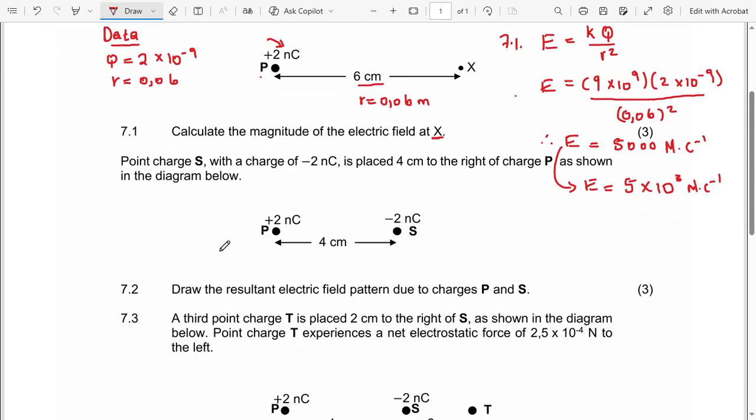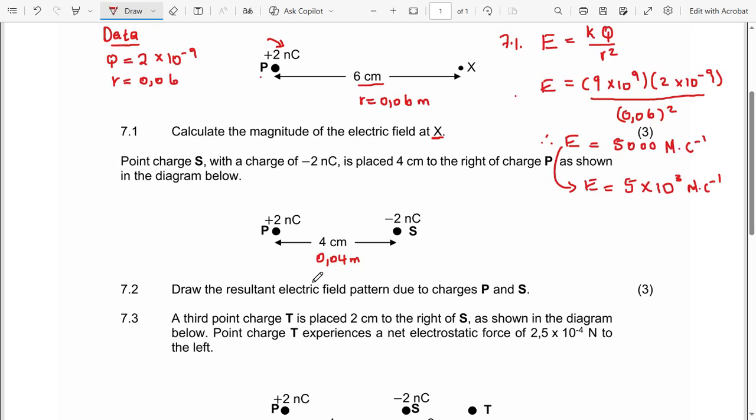Let's move to the next question. A point charge S with a charge of minus 2 nanocoulomb is placed 4 centimeter to the right of charge P. I'm not going to waste time. I need to convert that. Okay, I'm going to convert that and say this is 0.04. Divide that by 100. Put it in meters. So this will be 0.04 meter.